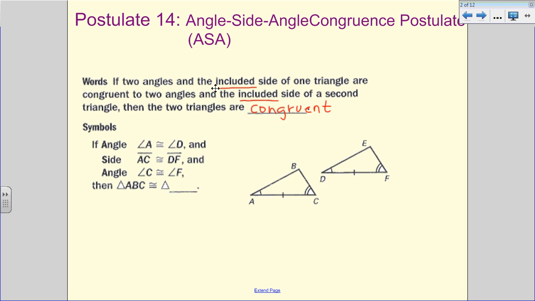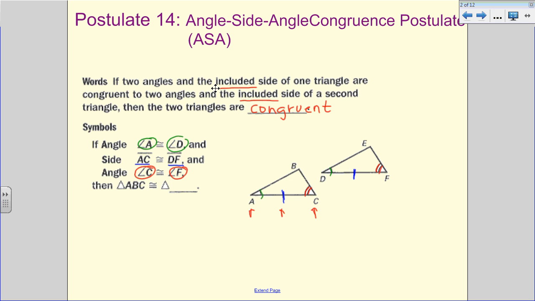And so what does that look like symbolically? Well, we're going to have angle A congruent to angle D. We're going to have side AC congruent to DF. And that means in order for it to go angle, side, angle, I have to go from angle to side to angle. I have to go in that order. And so in fact, angle C is congruent to angle F. So you can see here two congruency marks. So that's what angle, side, angle is. We go from angle to side to angle. We can see the congruent side between the two angles.